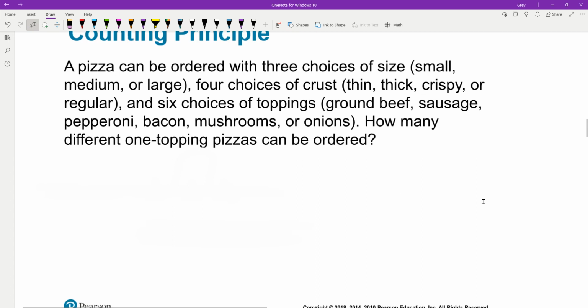So how many choices do I have to make? Well, I'm going to make 3 choices, so I'm going to put 3 blanks. The first choice I have is the size of my pizza, and then I have what kind of crust I want, and then what topping I want. Now, what are my choices? How many choices of size do I have? I have 3 choices of sizes. I have 4 different crusts to choose from and 6 different toppings. So how many different pizzas? I'm going to multiply those numbers, and that's going to give me 72 different pizzas.